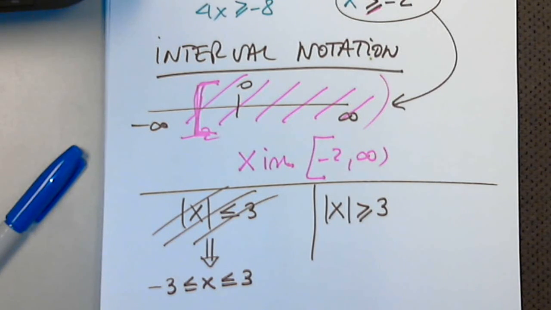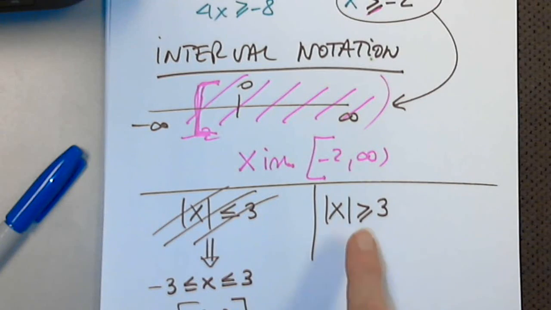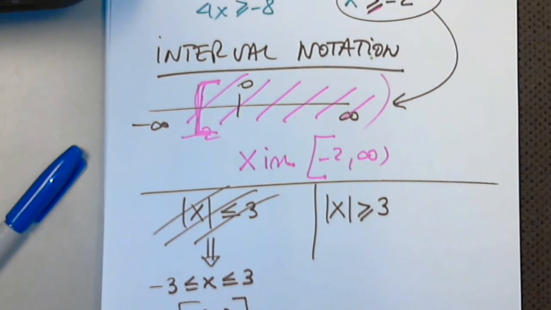So how do I write this in interval notation? Bracket. And bracket on the other end. That's it. Negative 3, 3. Now let's discuss this one.